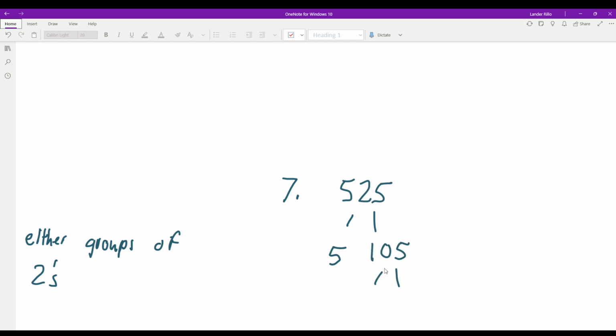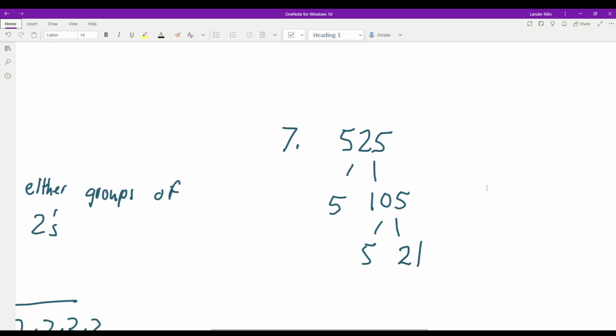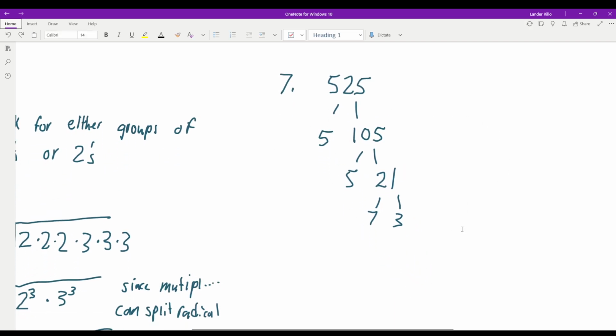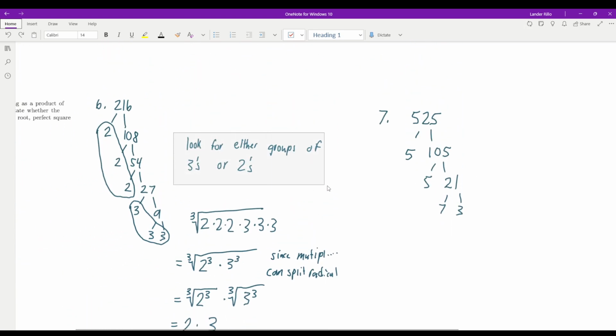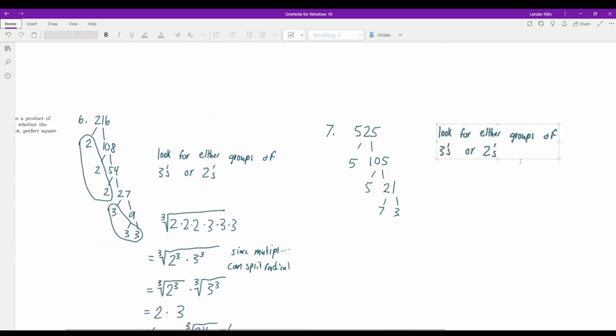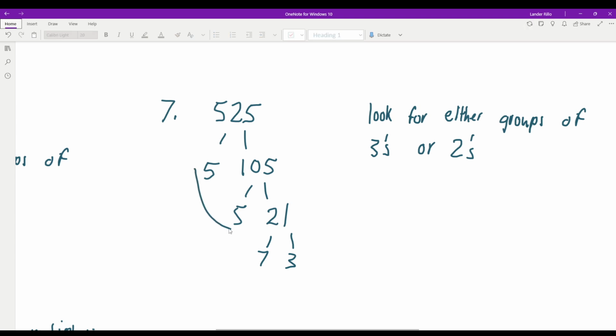Also, you can divide by 5 again. 5 and 21. 5 is prime, so we can stop here. 21 you can split into 7 and 3. They're both prime, so we can stop. Now, look for either groups of 3s or 2s. Well, we have a group of 2. You can't form any other groups with these numbers, though. So you can try to do 5 squared times 7 times 3, but that's all we can go with.